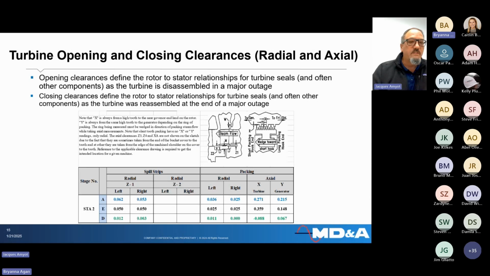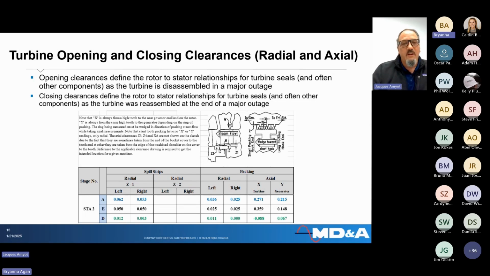opening and closing clearances are. So these are recorded in different ways, but they're usually in ways similar to this. Essentially, you have people on site that measure, when the unit opens up, the location of the various rotor seals and tip seals, between the seal teeth and the sealing surface, and opening clearances when it's opened up, and closing clearances.